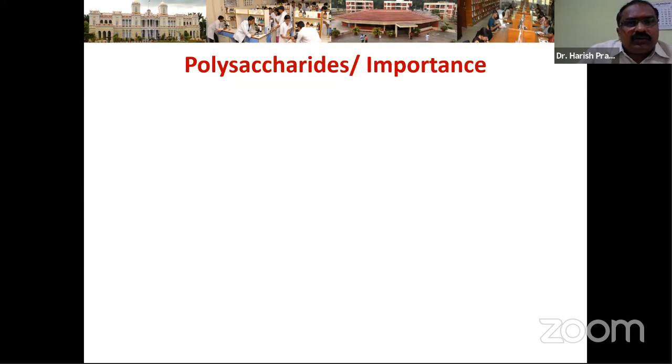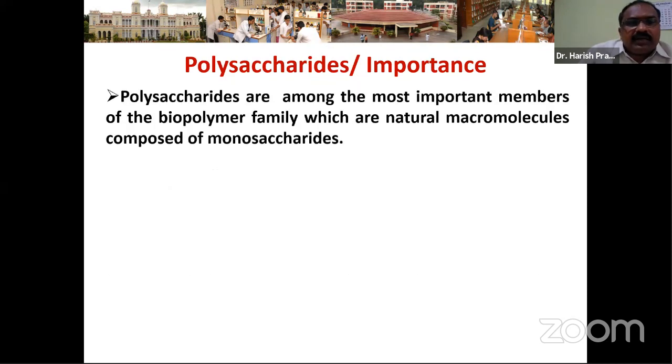Next, we'll move on to how the polysaccharide is important. The most abundant form of biomolecule is a polysaccharide. And this polysaccharide is naturally a macromolecule which is constituted of monosaccharides. So monosaccharide units lead to polysaccharide. And this polysaccharide might be a homopolysaccharide or a heteropolysaccharide, depending on the monosaccharide.